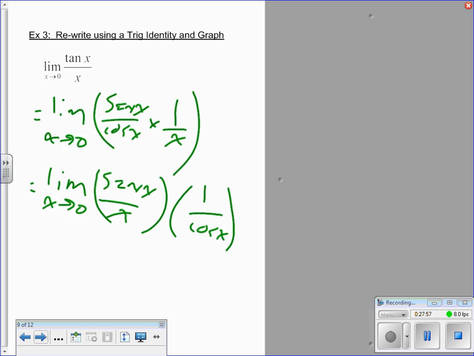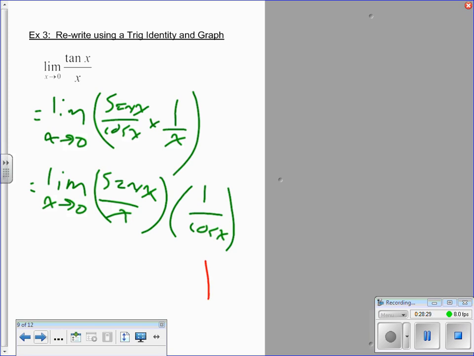No, y has not been introduced. And I know what you're thinking. You're thinking, but Mr. Orris, you still have 0 in the denominator. You still can't do that. Okay, we'll come back to that one. Let's look at the 1 over cosine of x. Can I put 0 in here? What's the cosine of 0? 1. So what does this equal? That's 1.